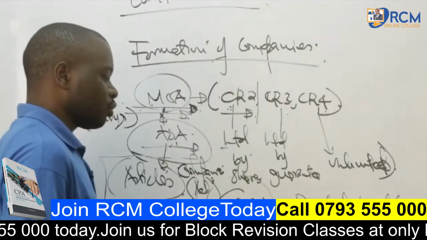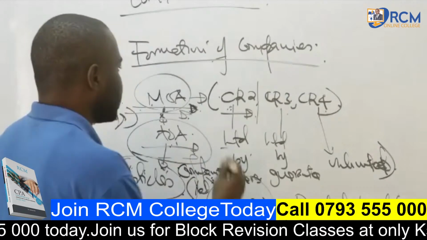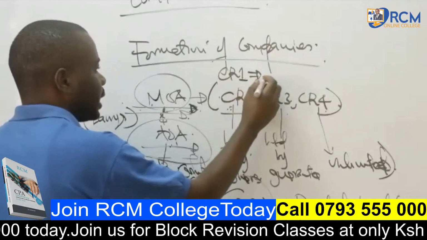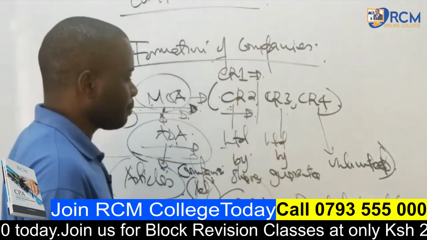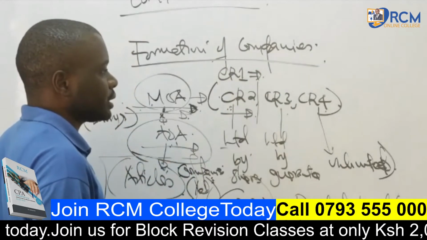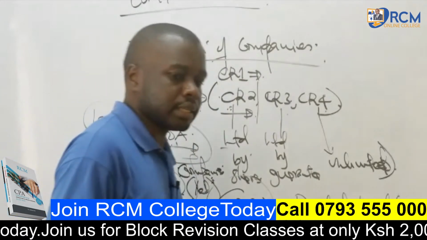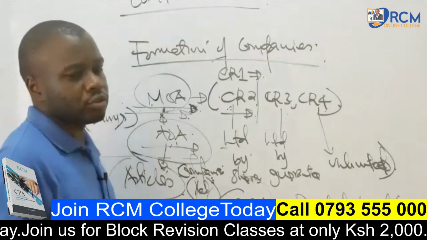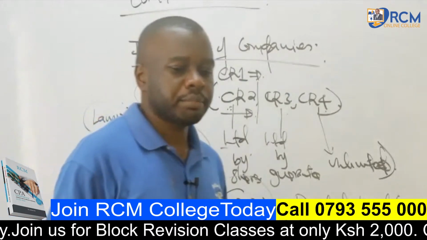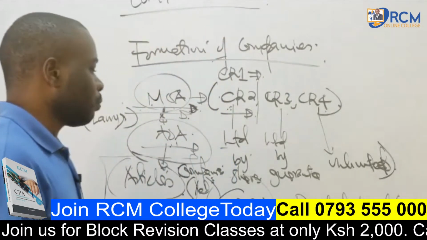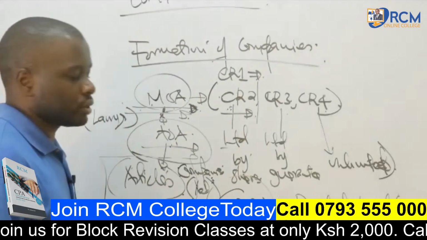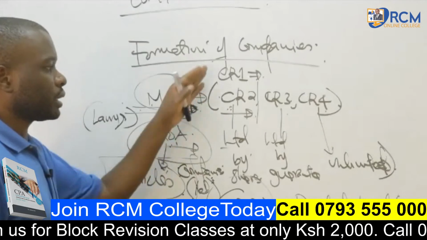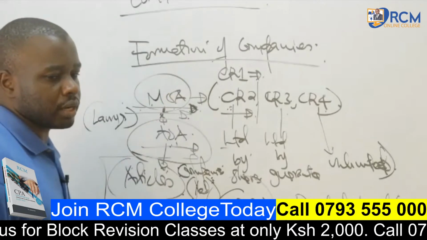After that, you'll fill out Form CR1. That is the form that will be like an application for registration of the company. Then you'll attach the documents of the directors: copies of KRA pins, copies of IDs, and passport size photos. You'll attach all those documents together with the forms and submit them to the Registrar of Companies.